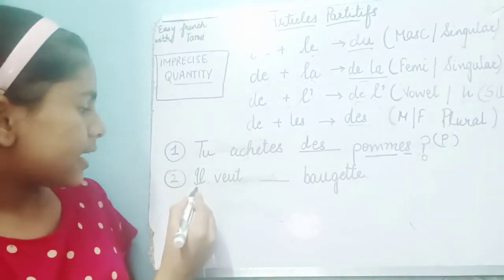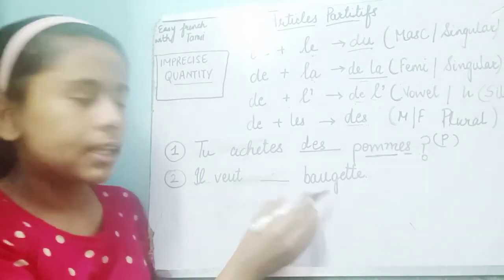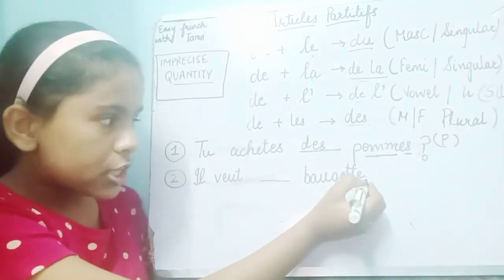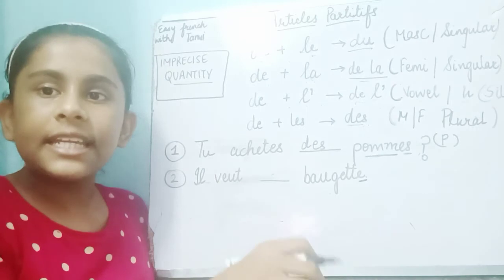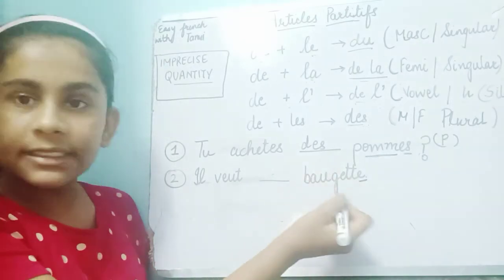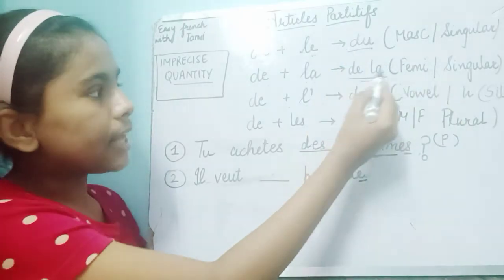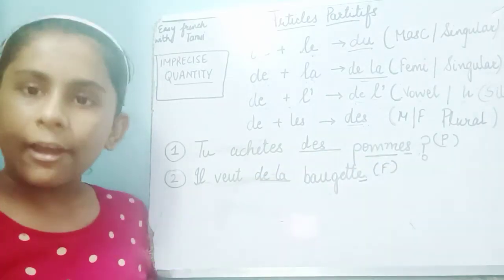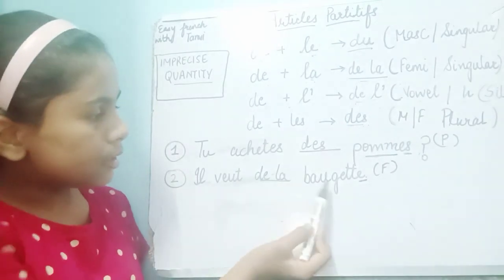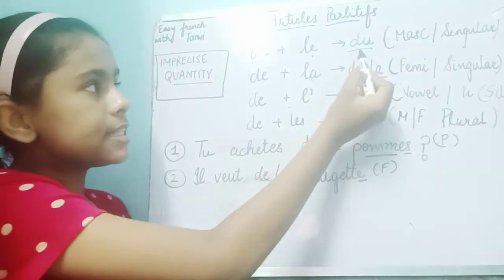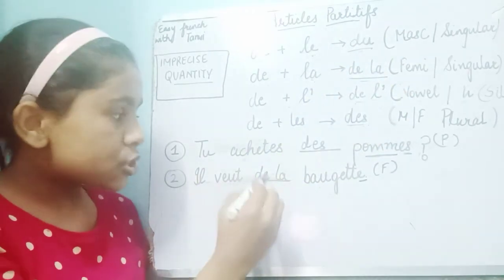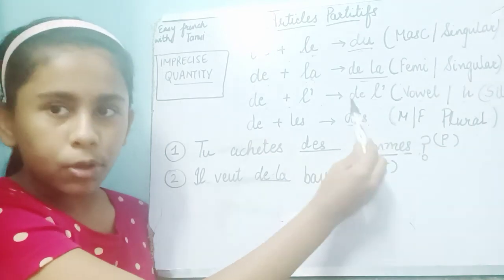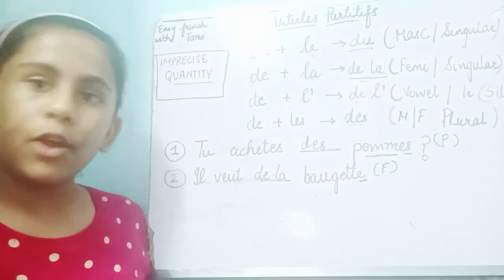Next is: if the blank, bargain. This is the word next to the blank, and at the end we have e. When we have e, we consider it feminine. So feminine singular uses de la, and this is the feminine case. I hope you understood. And if the word next to the blank is masculine, we use du. And if the word next to the blank starts with a vowel, then we use de l'. I hope you understood.